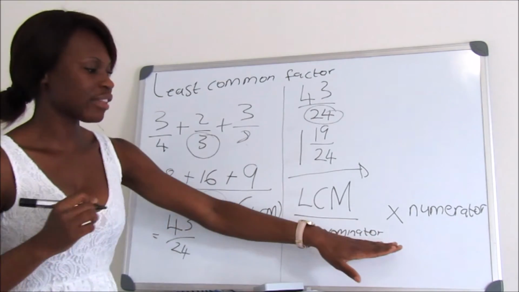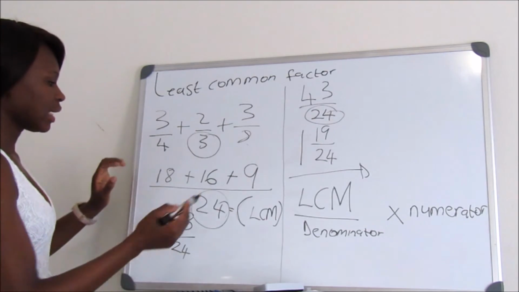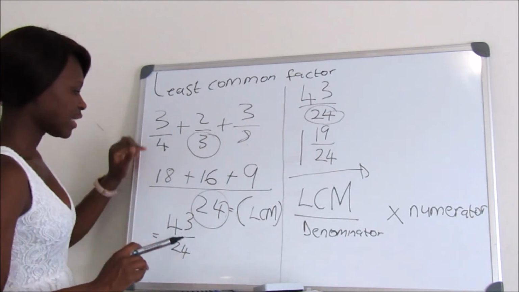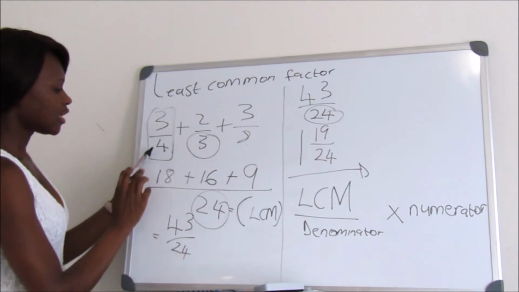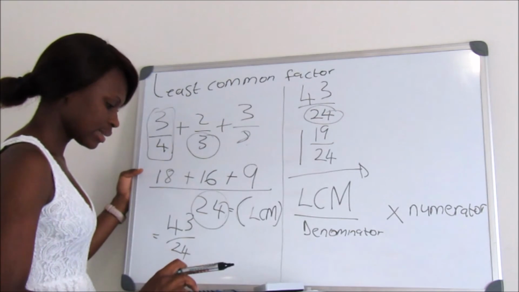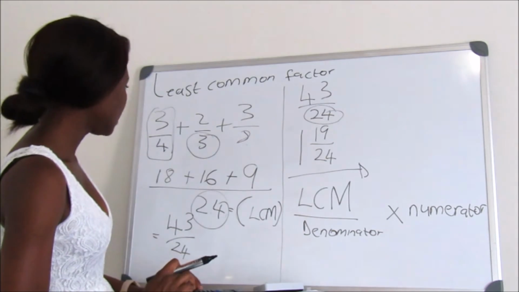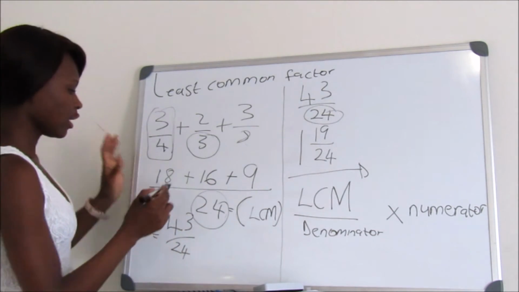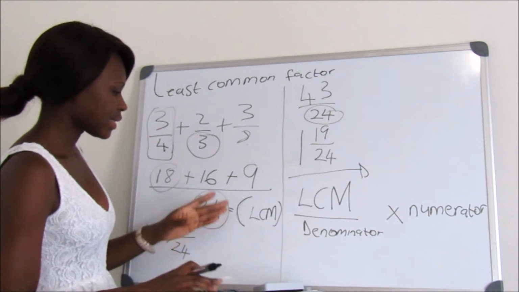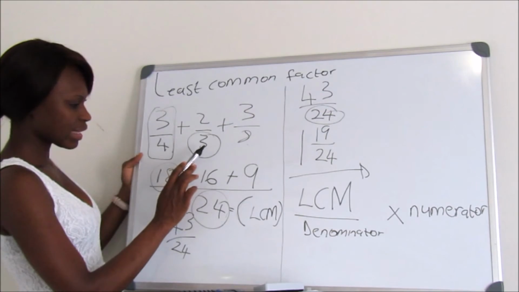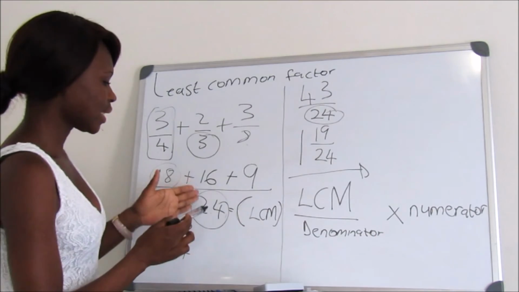Alright, let's see if the equation that we have just made can work in this question. This is the LCM, divided by the denominator of the first fraction, which is 4, and that equals 6. Then multiply by the numerator, which is 3, we get 18. Also with the second fraction, it's the LCM, which is 24, divided by the denominator, which is 3, and then multiply by the numerator, which is 2, and we get 16 from that.